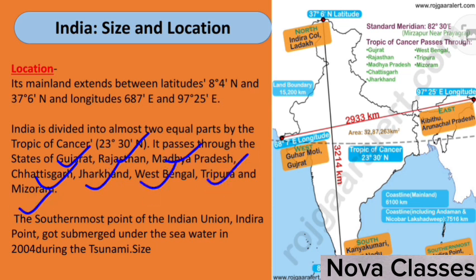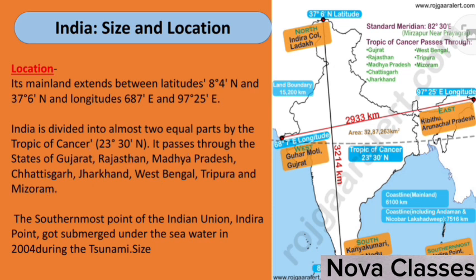So that is very important. Why? Because in examinations they basically ask, tell me which state does not have the Tropic of Cancer line passing through. Obviously, these are the states where the Tropic of Cancer line passes through: Gujarat, Rajasthan, Madhya Pradesh, Chhattisgarh, Jharkhand, West Bengal, Tripura and Mizoram. That is very easy to learn. It is important because we can say how many states there are: 8 states where the Tropic of Cancer line passes through.